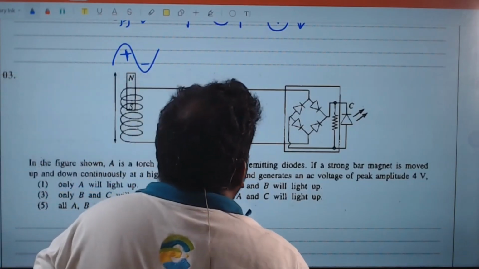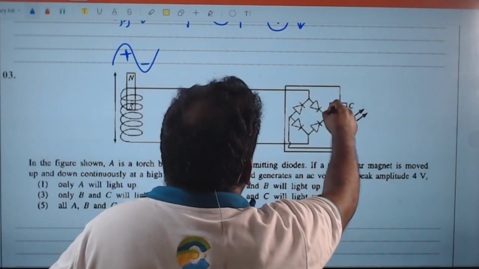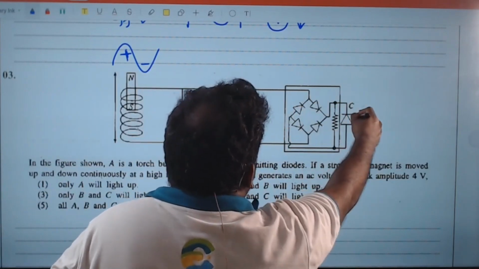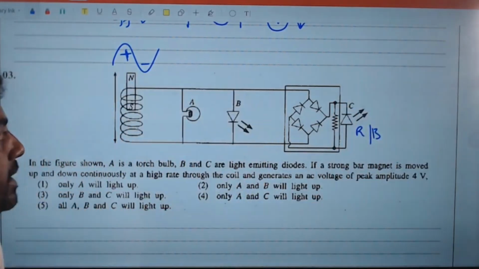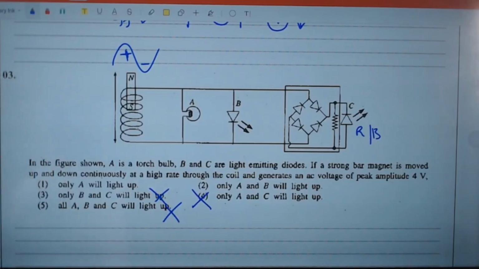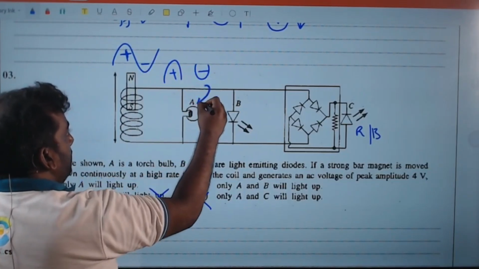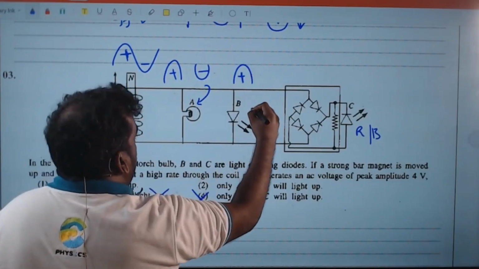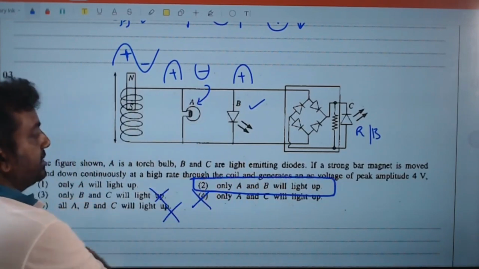What about B? Here it's going to be rectified, brought in one direction. Brought in one direction means this will be reverse bias. Reverse bias means C will not work. So whatever answer with C is wrong. So what will light up? Positive, negative, both. Positive cycle, yes. So my correct answer will be only answer number 2.